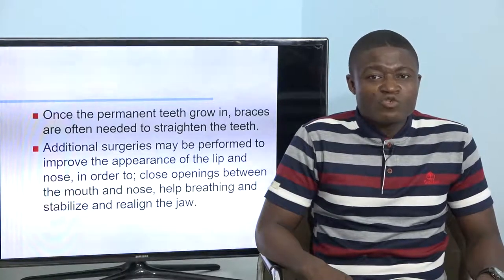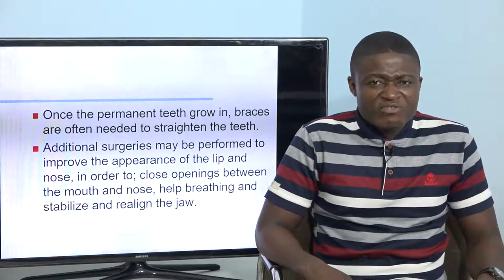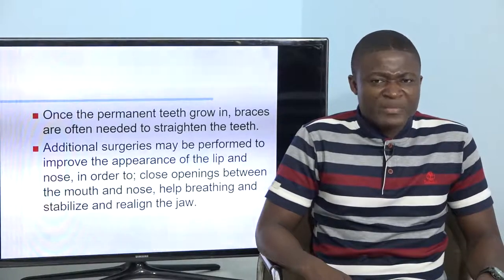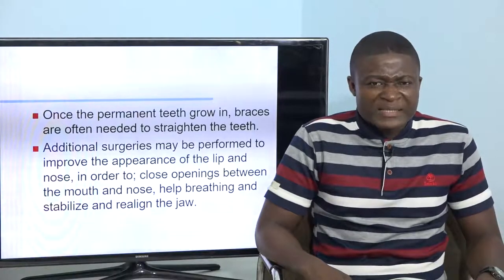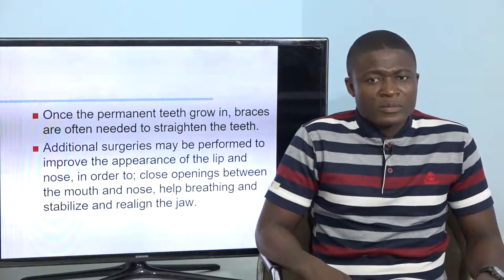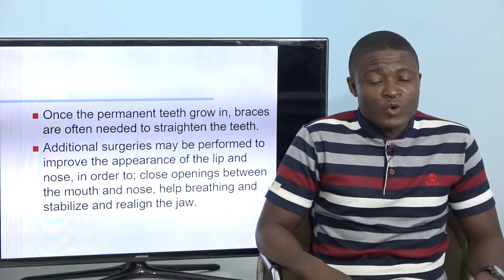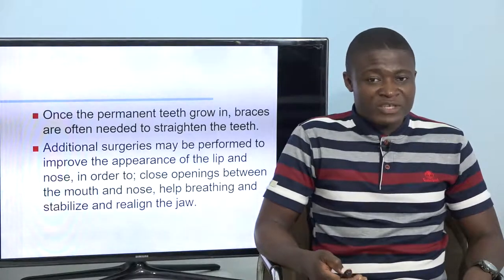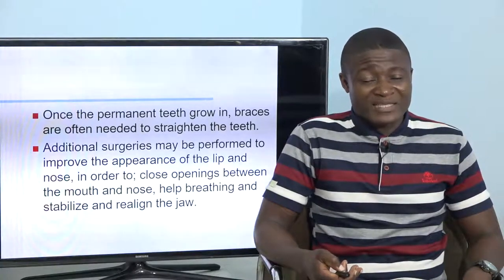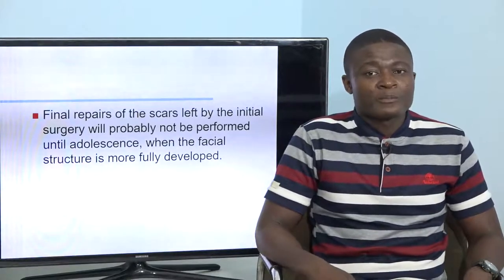Once the permanent teeth grow in, braces are often needed to straighten the teeth. Additional surgeries may be performed to improve the appearance of the lip and nose, to close openings between the mouth and the nose, help breathing, and then stabilize and realign the jaw. So it is not as easy as you think, because a lot of surgeries will have to take place, which are all plastic surgeries, in order to restore this abnormality to normal.